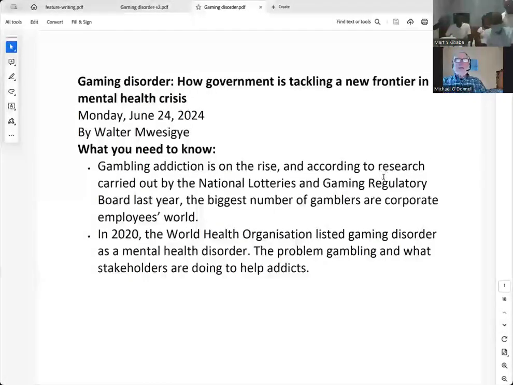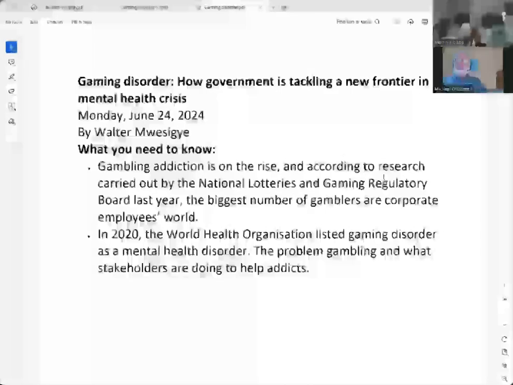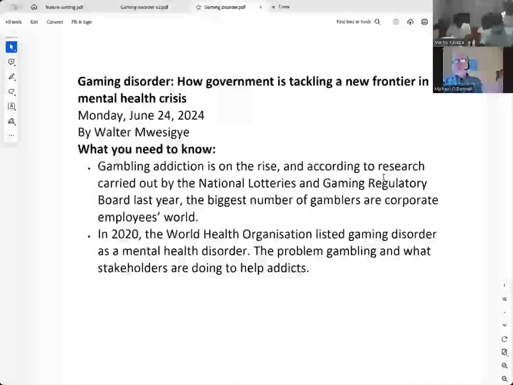If you look at this story, okay, this is the style of the Monitor. They have the "what you need to know." And I think that's great, a little summary at the top. But then we get into the story, and here's the lead.